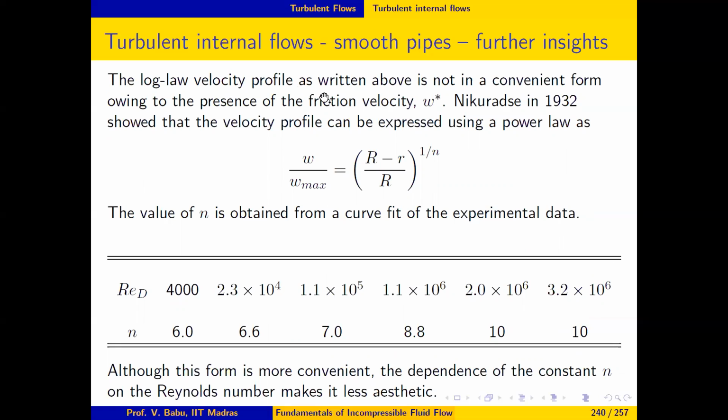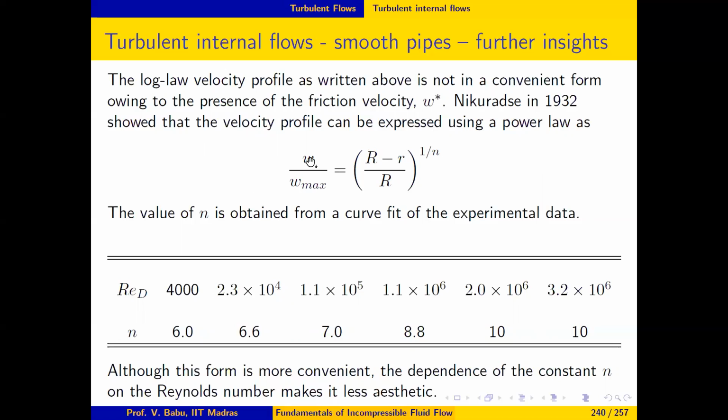Now, the log law velocity profile that we have is actually not in a very convenient form because the friction velocity W star appears on both sides of the equation. So it's an implicit relation, not in a very convenient form. So Nikuradse, following the idea that we just mentioned, namely that u over u infinity is some function of y over delta, tried to write the velocity profile for turbulent internal flow in the same manner.